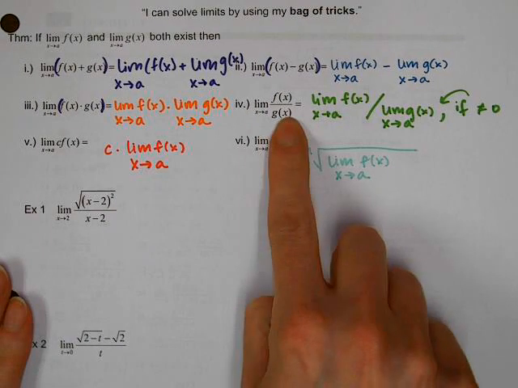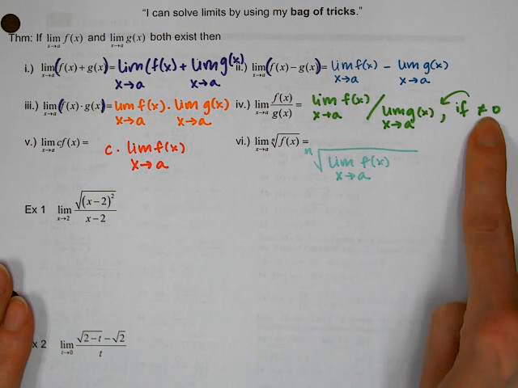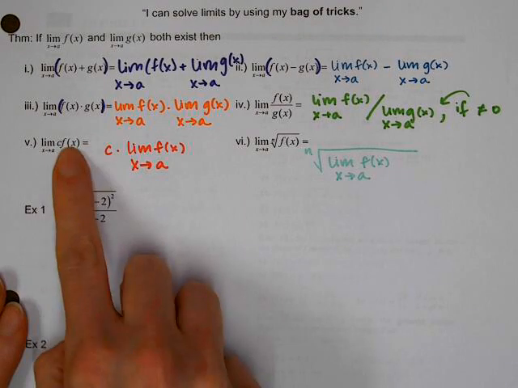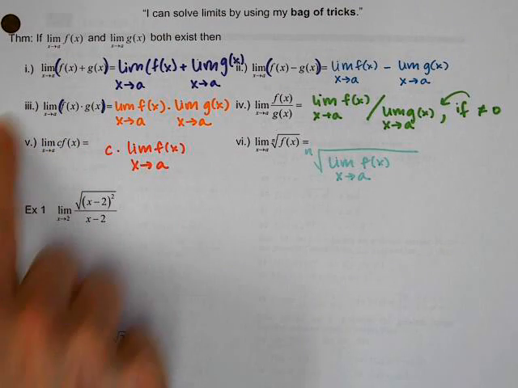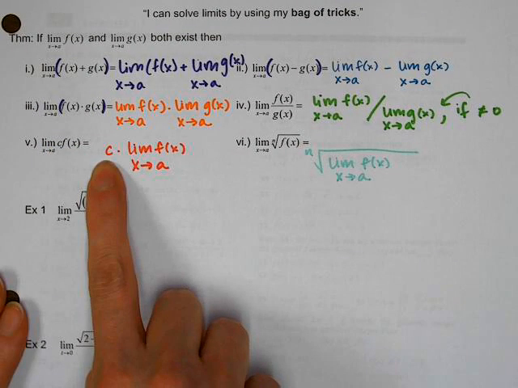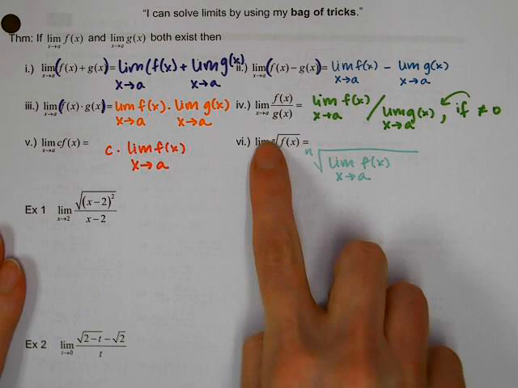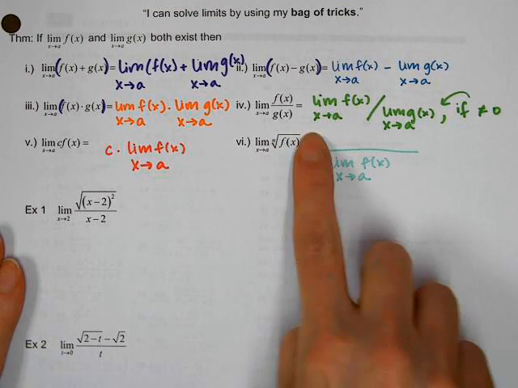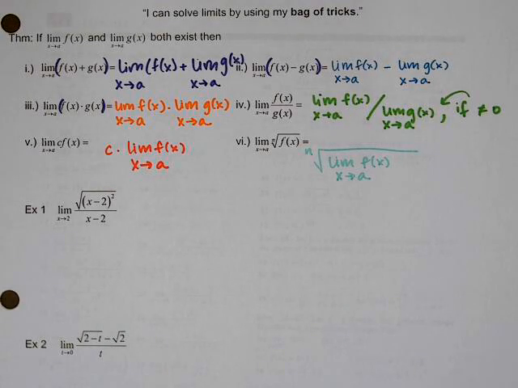The limit of a quotient is equal to the quotient of the limits as long as the denominator is not equal to 0. If you take the limit of a constant times a function, that's the same as pulling the constant out and doing the constant times the limit. And lastly, if you have the limit of an nth root of a function, that's the same as the nth root of the limit of the function. All right, so you can pause the video and write those down. I don't think we need any more than that.